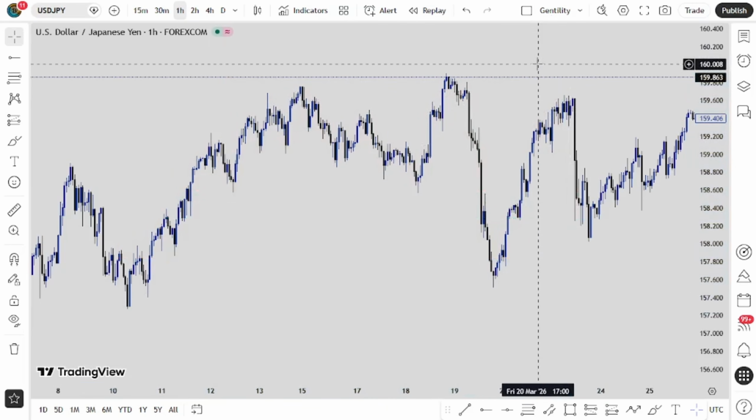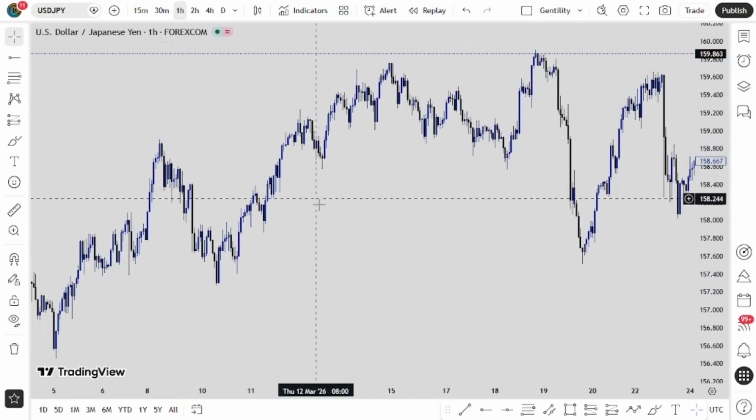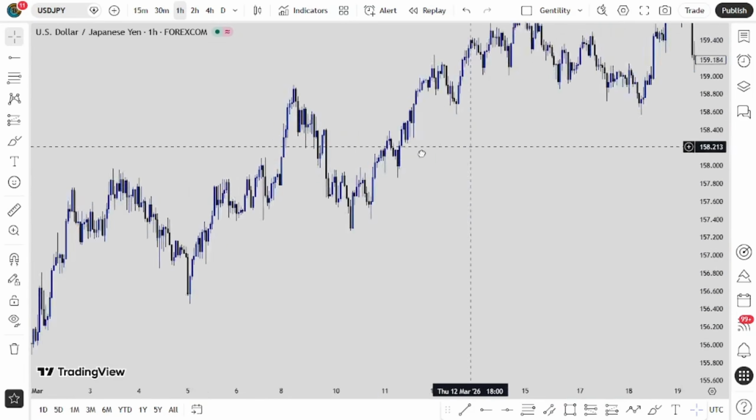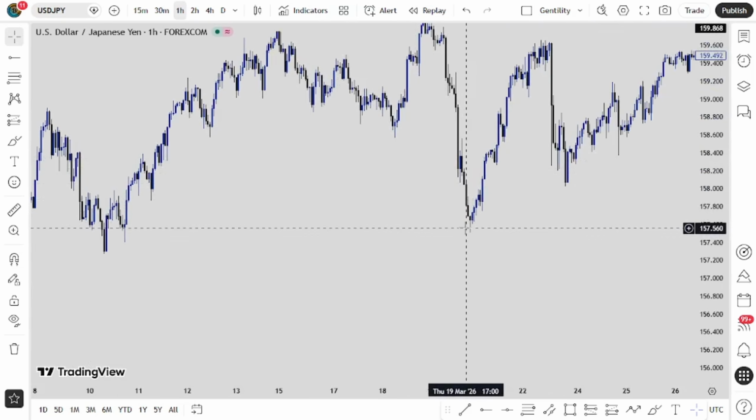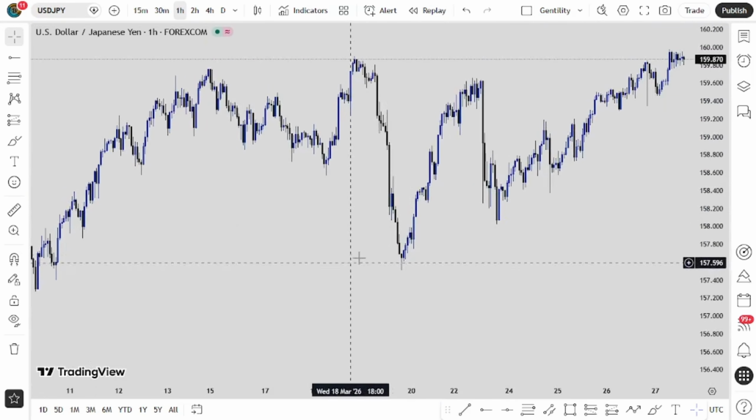Now the question is, why was I not panicked? Because I knew that we are on an uptrend. I can only panic if price should take out this particular low right here. That is when I'll be panicking.